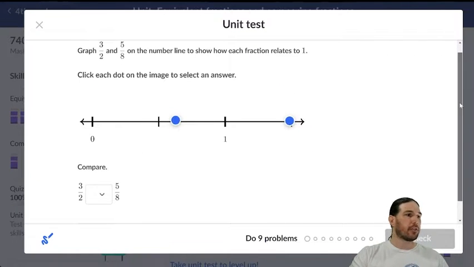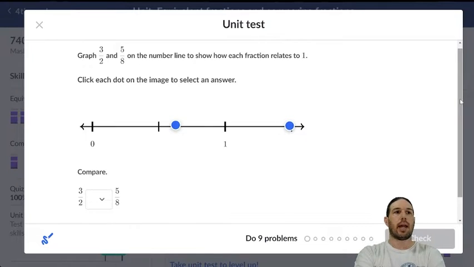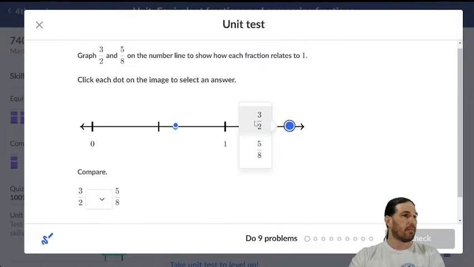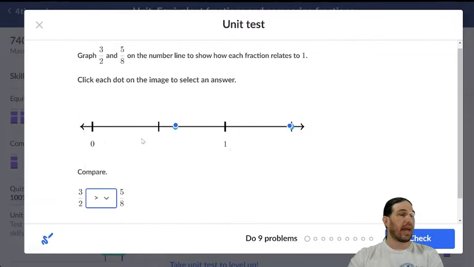Graph 3/2 and 5/8 on the number line to show how each fraction relates to 1. Click on each dot and then compare. That's 5/8. That's 3/2. 3/2 is greater than 5/8.